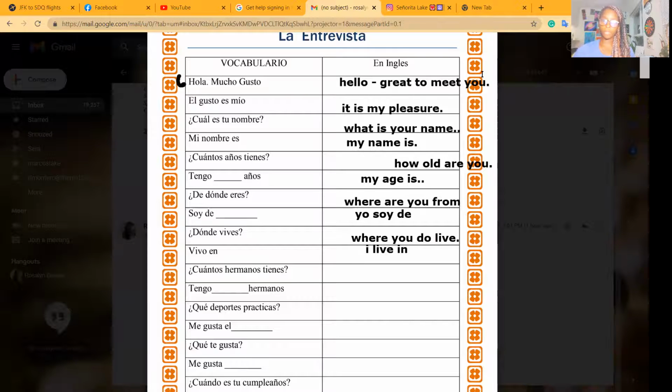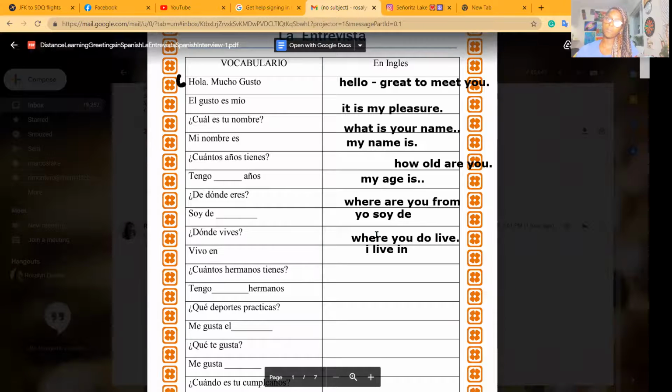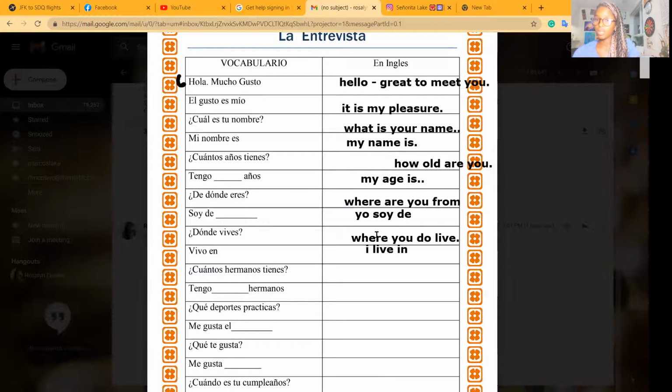Vamos a ver una vez más. I want to make sure I go over them one time. When you are meeting somebody that speaks Spanish, you would say, hola, mucho gusto, which means hello, great to meet you. El gusto es mío. It is my pleasure. ¿Cuál es tu nombre? What is your name? Mi nombre es, my name is. ¿Cuántos años tienes? How old are you? Tengo años. My age is, or I have this many years.